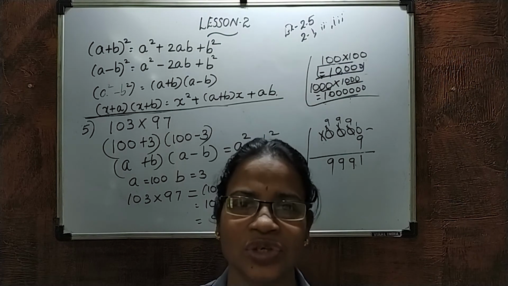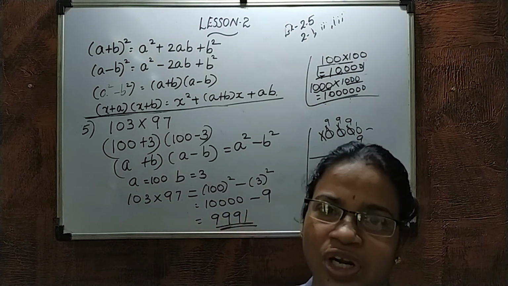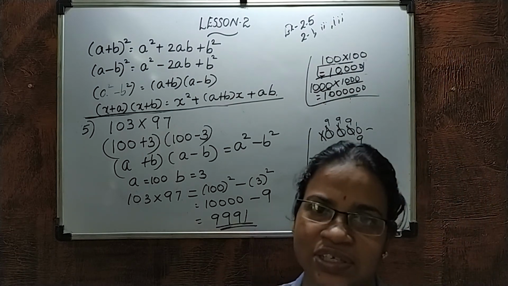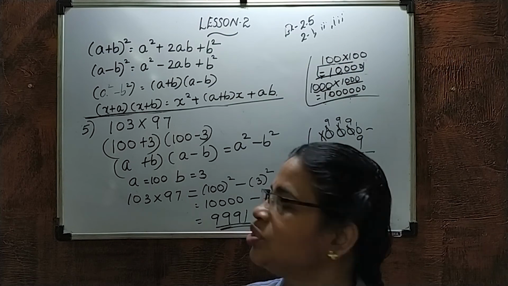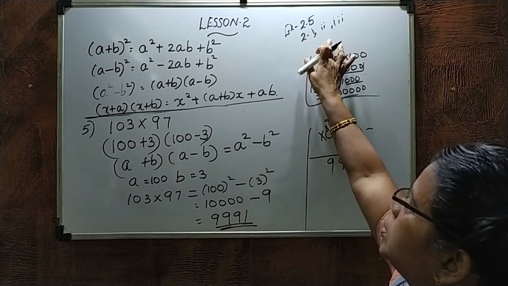Hope everybody understood these problems, how to do the multiplication and find the answer very easily. Clear? So the homework is 2.5, second one, 1, 2, 3.